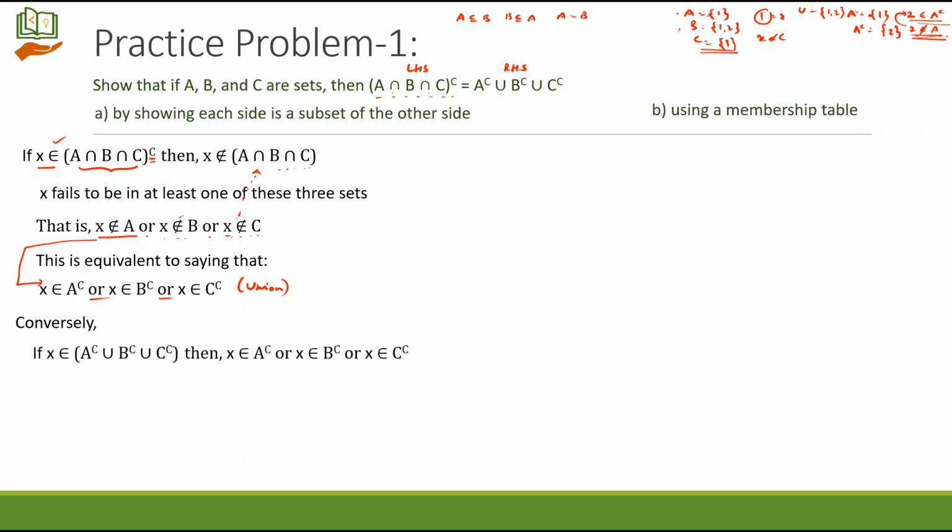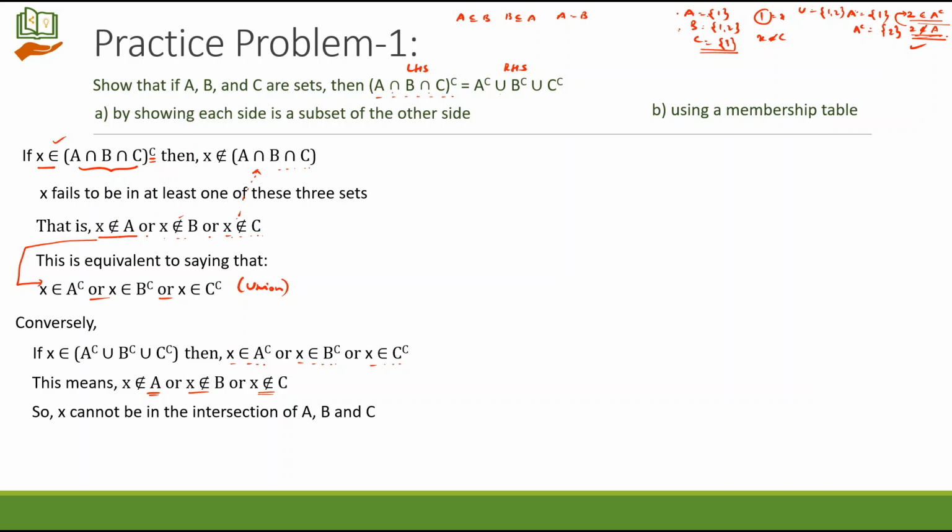X belongs to A complement union B complement union C complement. From this we can say X belongs to A complement, or X belongs to B complement, or X belongs to C complement. If an element belongs to the complement, it means it does not belong to the original set. If 2 belongs to the complement, then 2 does not belong to the original set A. From the same example, we are deriving it in this way. So we can say X does not belong to A, or X does not belong to B, or X does not belong to C. At least one of these conditions should be true. If any of the conditions turns true, then X cannot be taken as the common or intersecting element. Since X does not belong to A intersection B intersection C, we can conclude that X can belong to the complement of A intersection B intersection C.